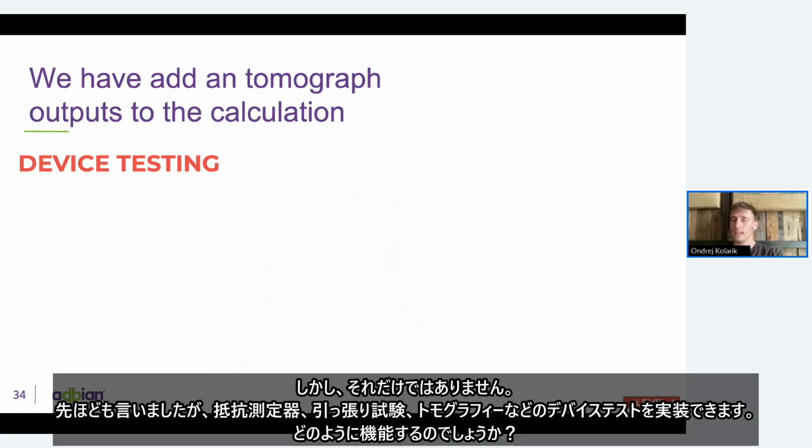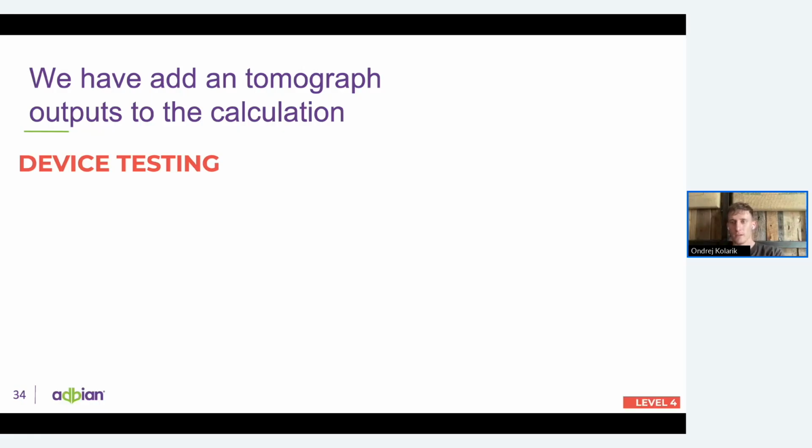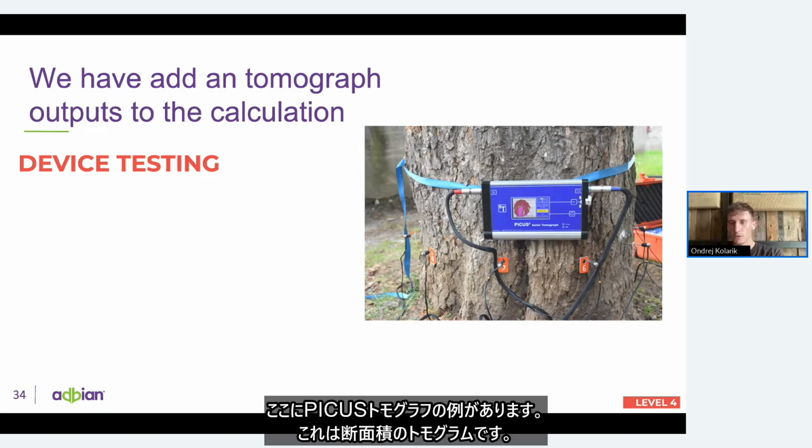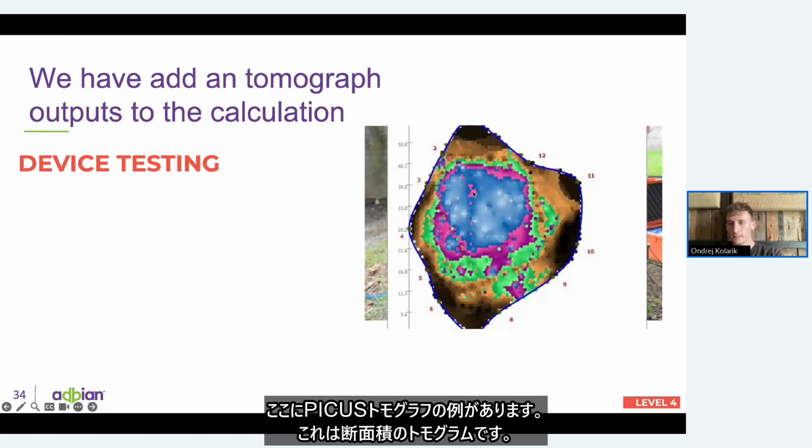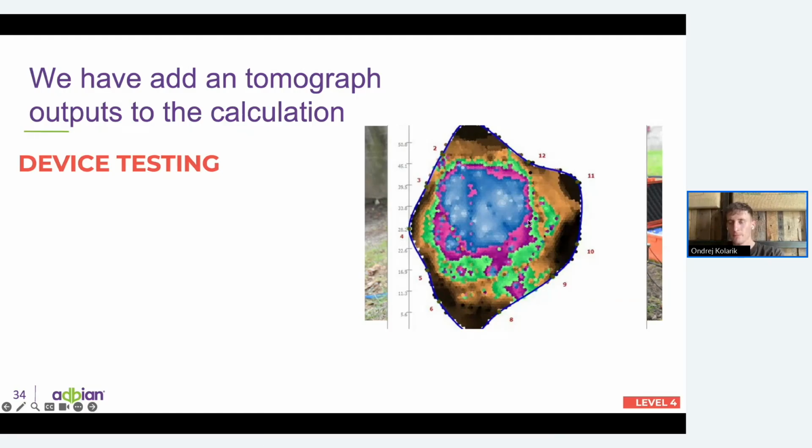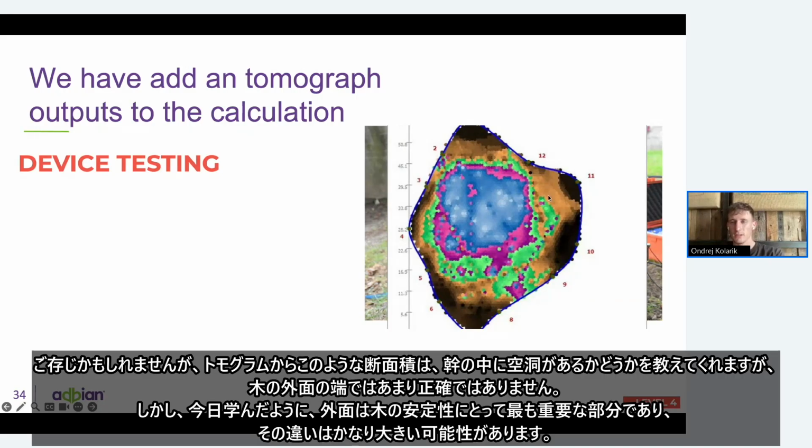But that's not all. As I said, we can implement device tests such as resistography, pulling tests, or tomography. How does it work? Here I have an example of a Picus tomograph, and this is a tomogram of a cross-section. As you might know, a cross-section like this from the tomogram can tell you if there is some cavity within the stem, but it's not very precise on the outside edges of the tree. But as we learned today, the outside is the most important part for the tree stability, and the differences can be quite huge.